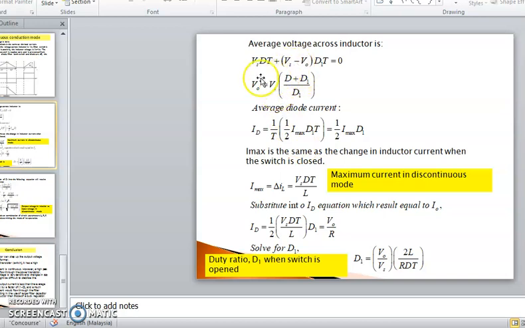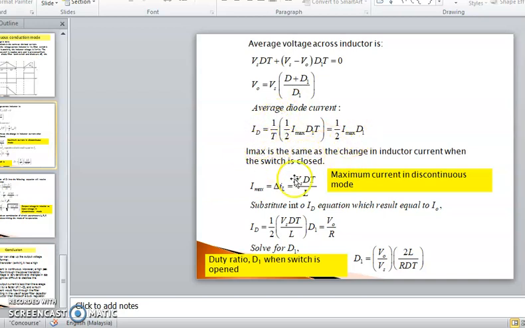So the average voltage across the inductor is 0. Switch on, switch off. So when we plus on and off, it becomes 0. So V out is equal to, when we arrange the formula, Vs times (D plus D1) divided by D1. And also the average diode current.